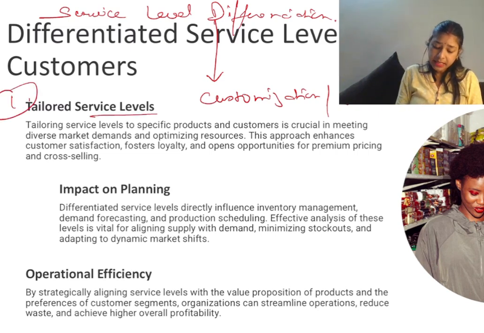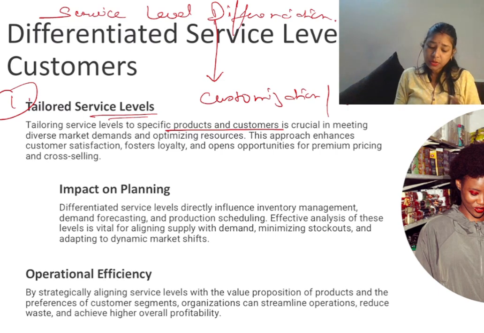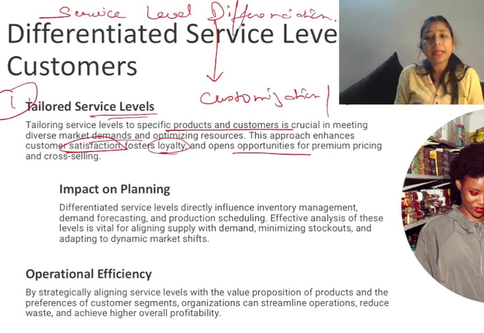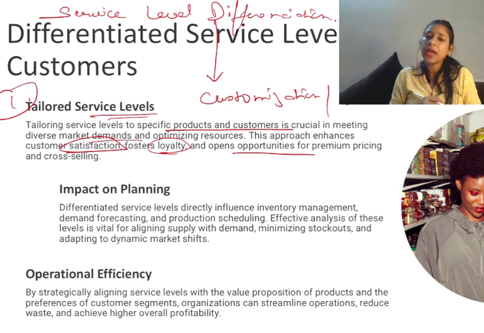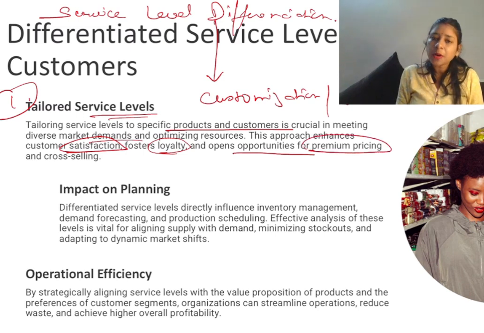Tailored service levels can be provided to specific products and customers in order to serve the dynamic markets. Also, in order to satisfy the customer, to gain his loyalty, and also open opportunities for premium pricing. You know, जब आपको इस तरह की प्राइम सर्विसेज मिलती है तो you have to pay some price. तो कंपनी को क्या मौका मिल गया? प्रीमियम प्राइस कमाने का मौका मिल गया, राइट?